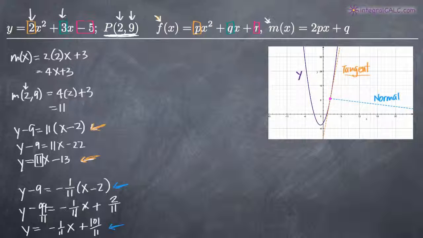So remember, you can either use these formulas up here for f of x and m of x and solve for the slope of the tangent line, or you can use the derivative, whichever you're most comfortable with. So solve for the slope of the tangent line, go ahead and write the equation of the tangent line, and then find the negative reciprocal of the slope to get the slope of the normal line. Plug in your point and go ahead and write the equation for the normal line.